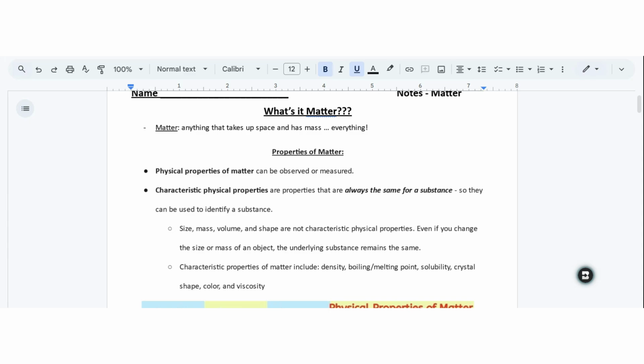Hey kiddos, so this video will go over the notes on matter. We've been talking about matter for a while now. We've done some readings on it and we've measured matter as well. So these notes are to provide you with a study guide essentially that you can look back to and refresh your memory on any of the terms that you might end up being quizzed on.